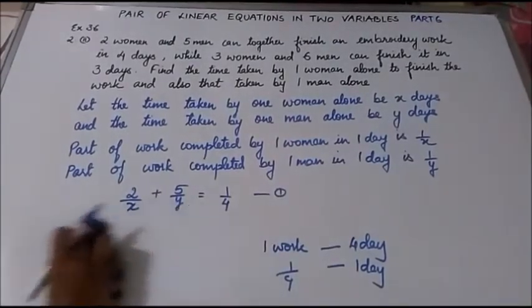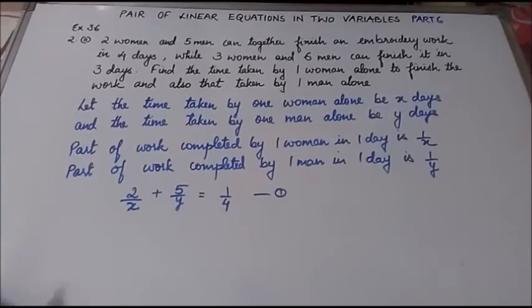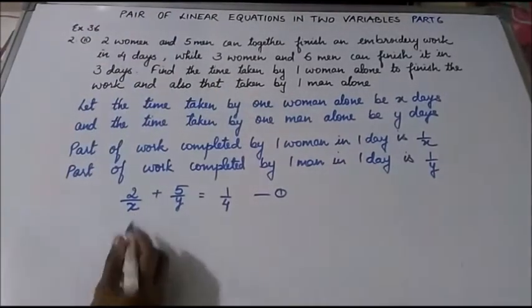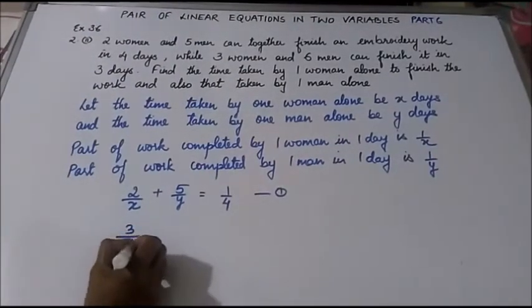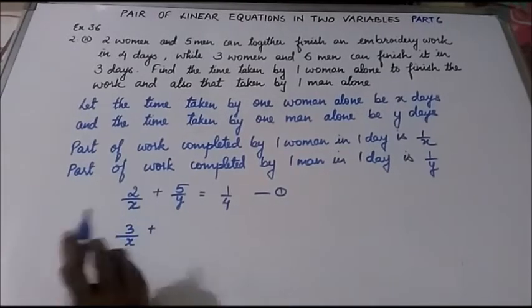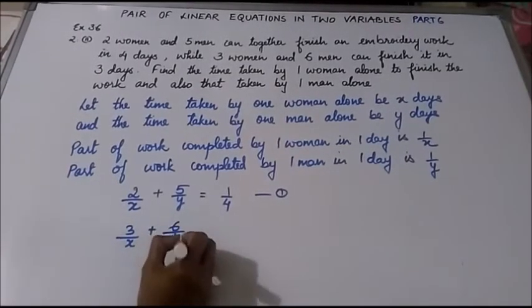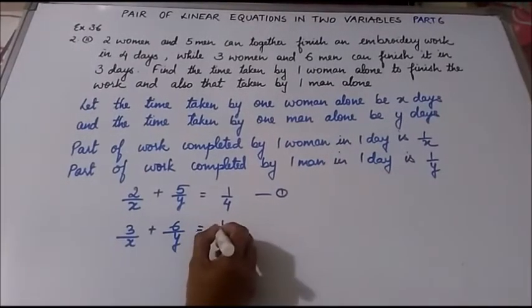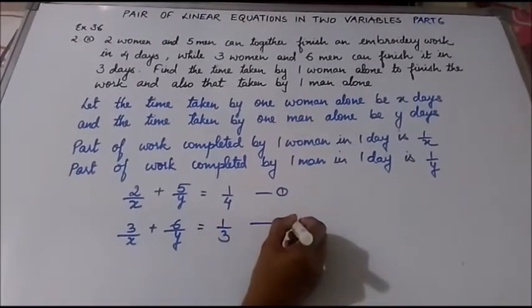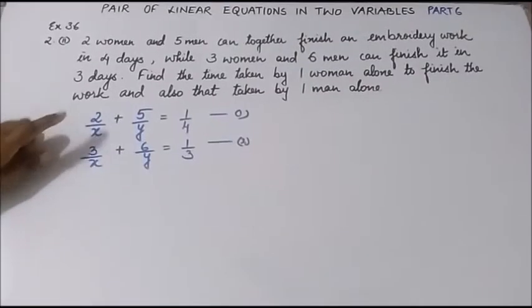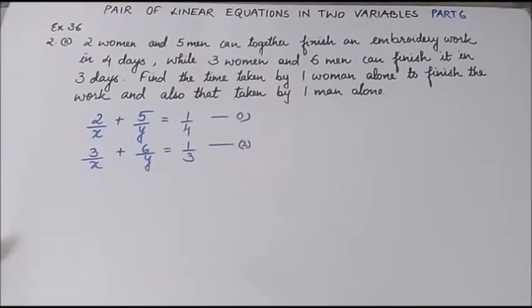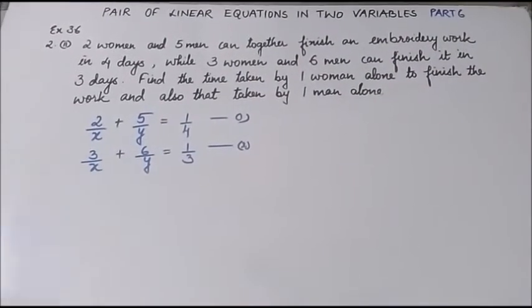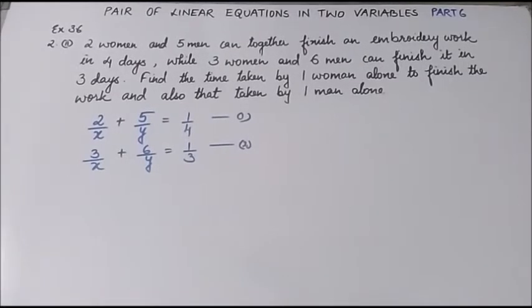Now let us form the second equation. How many women? 3 women. So it will be 3 by X plus how many men? 6. It will be 6 by Y. And they complete the work in how many days? 3 days. So this is equal to 1 by 3. This is your second equation. Now we have got 2 equations, and as we can see, this is not a linear equation. So we reduce it to a linear equation and then solve it.